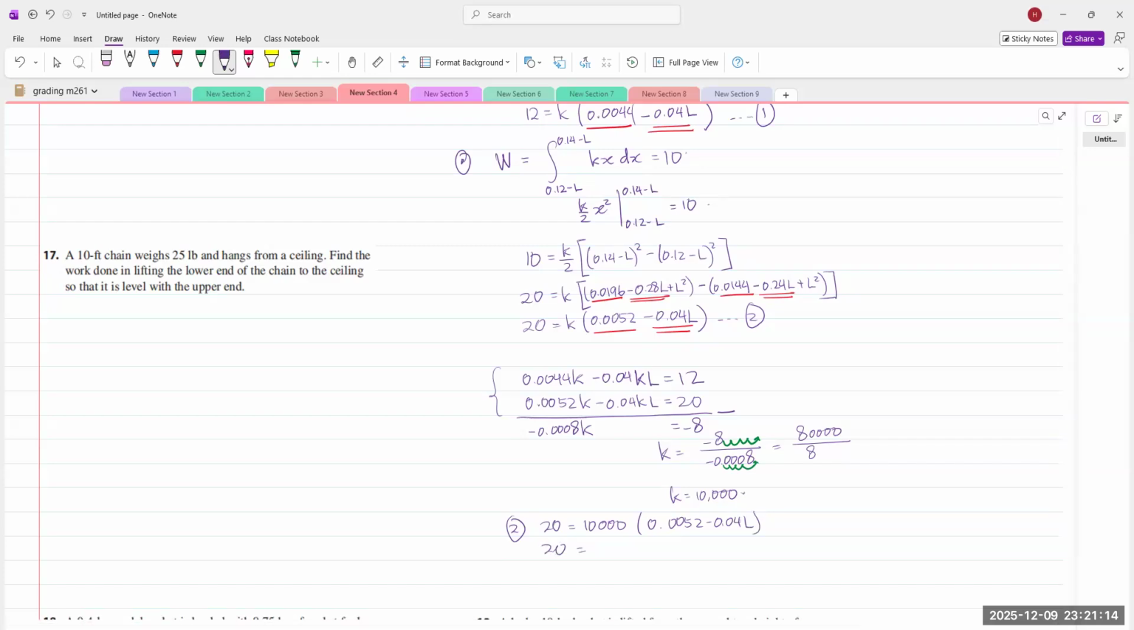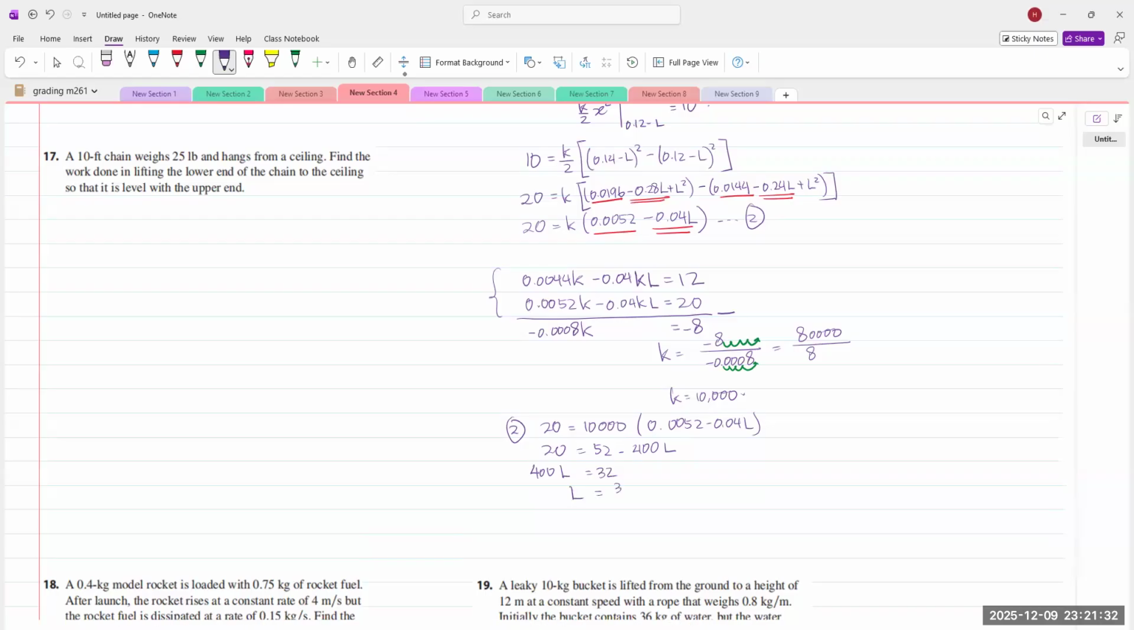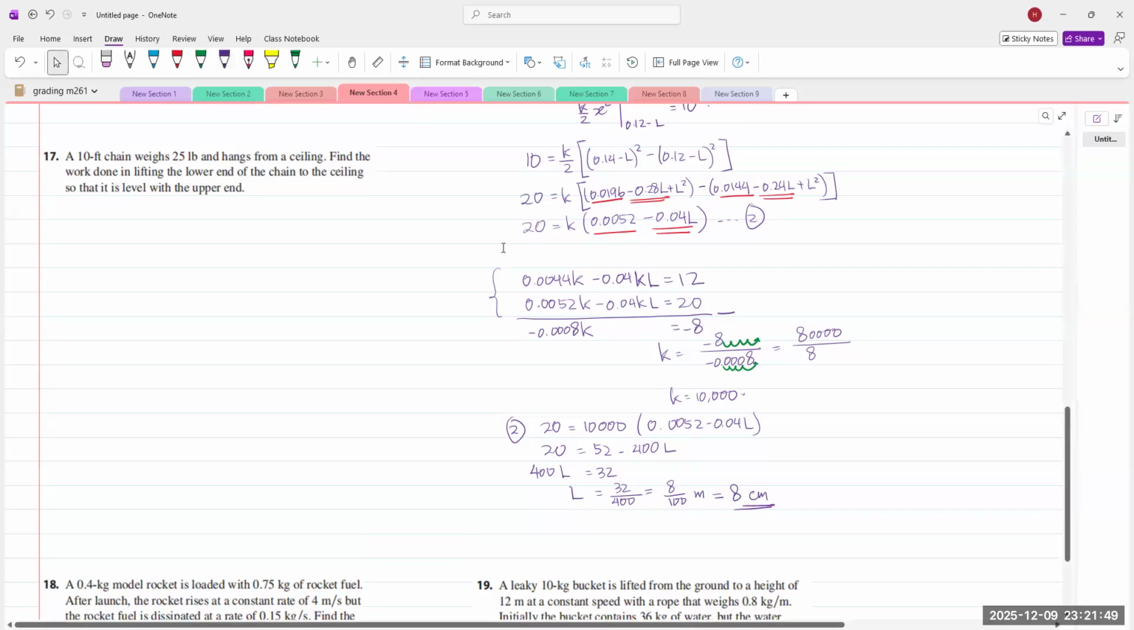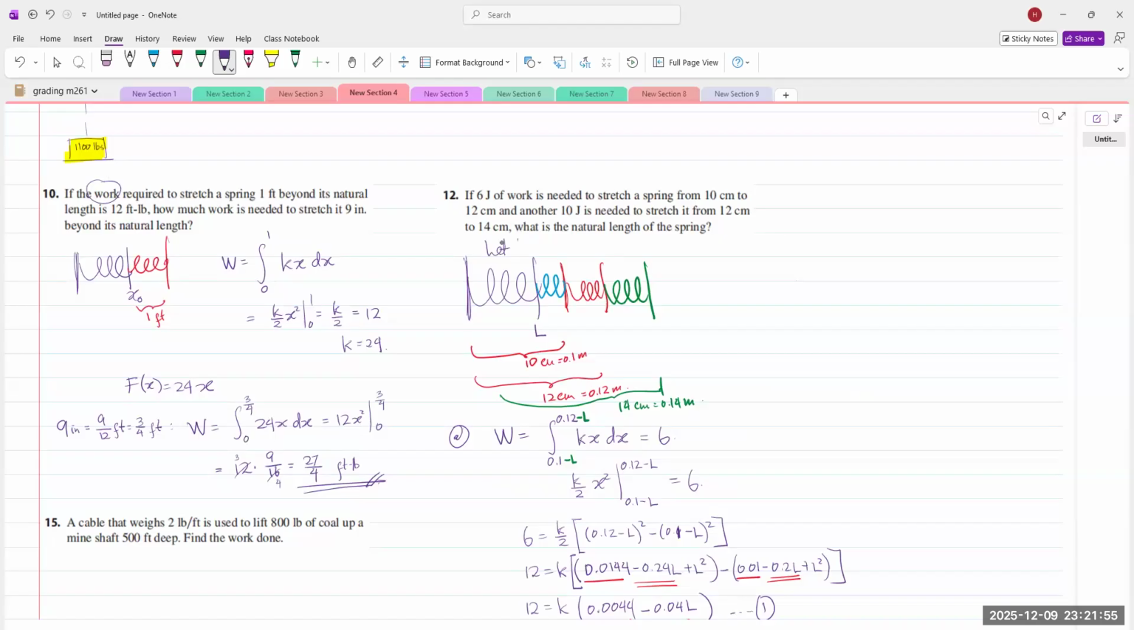So multiply 1, 2, 3, 4. So this is 52 minus 400 L. So 400 L equals 32. L equals 32 over 400. Reduced by 4, that will be 8 over 100 meters, which means this is 8 centimeters. Okay, that's the natural length. Let L be the natural length.